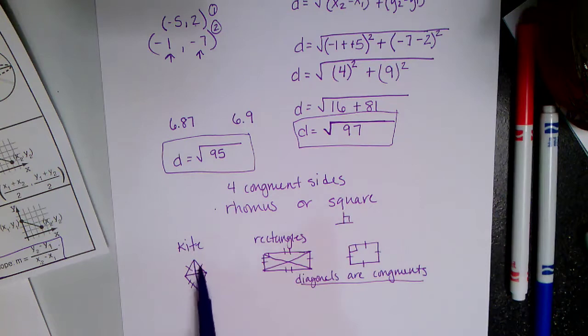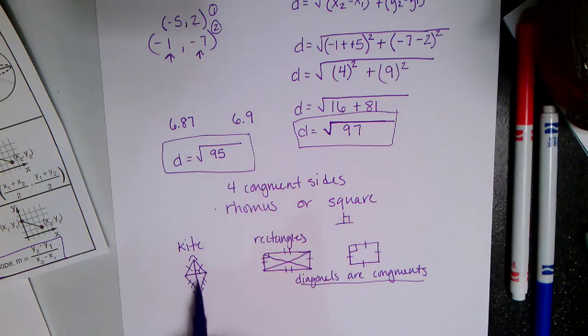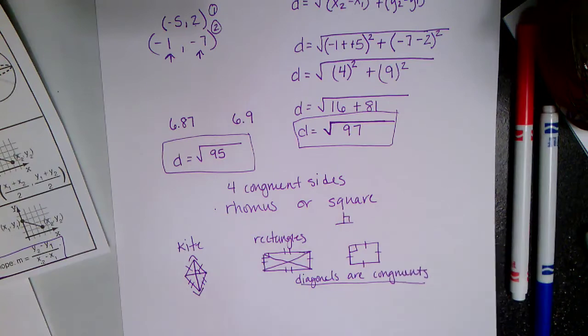A kite will have two pairs of adjacents. That means they're touching, right? Those two are congruent and these two are congruent. And then the diagonals intersect at a 90-degree angle. And those are really the specialties for having any quadrilaterals and why you would want to use the distance formula, the slope formula, and classify the quadrilateral.